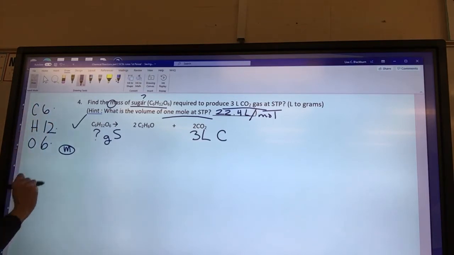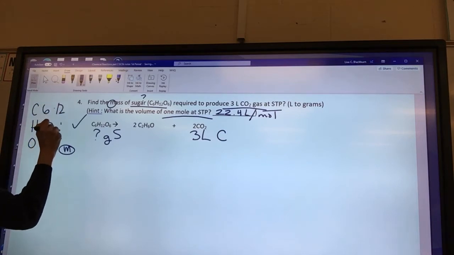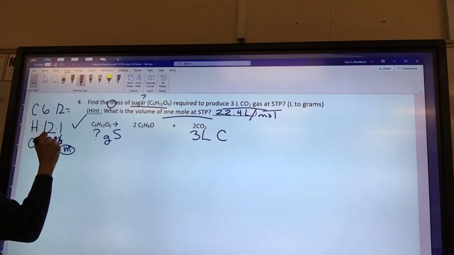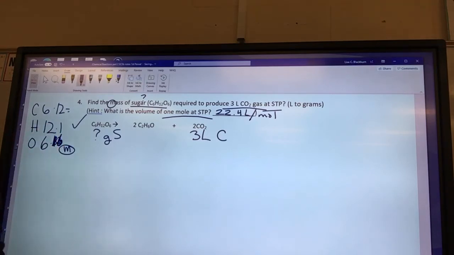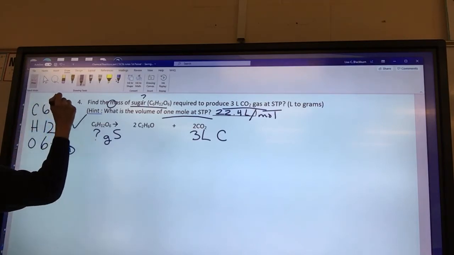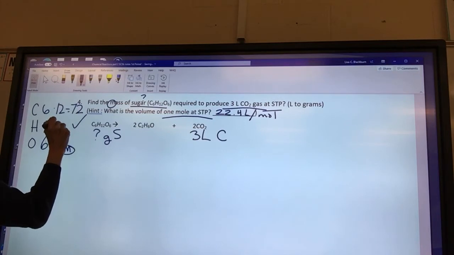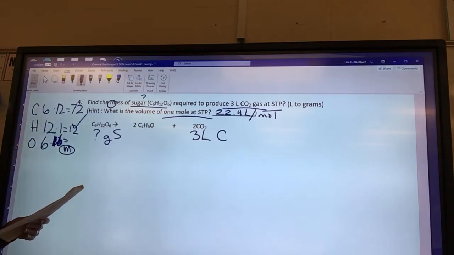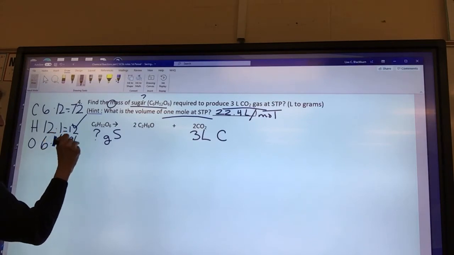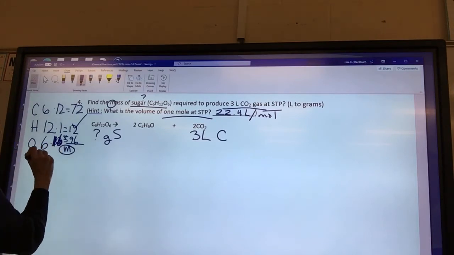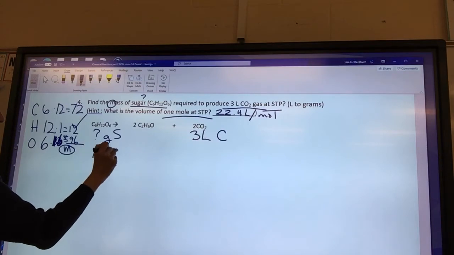Now we're going to multiply. Carbon is 12. Hydrogen is 1. Oxygen is 16. I made it right. Okay. What's 6 times 12? 72. Yeah. 12, 24, 36, 48, 60, 72. Yep, you're right, 72. Okay, this one's 12. And now 6 times 16, 96. Now add them up. I got 180. So I'm going to write right here, 180 grams per mole.